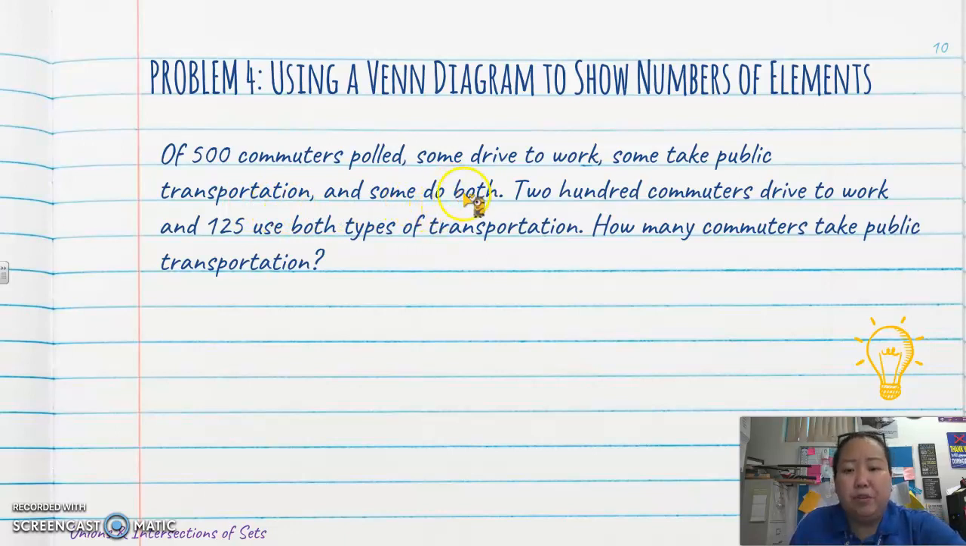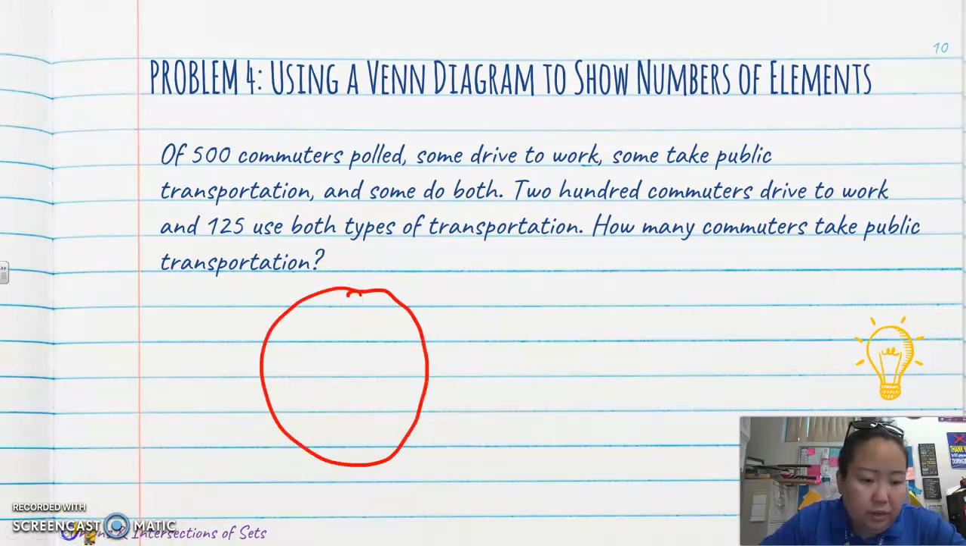So from that first sentence already, we know that there are two types of sets that we are going to be talking about. Drive and then taking public transport, and then of course there's an overlap there since it says here some do both, okay? So we know that we will be drawing two overlapping circles, okay? Right, so we will have two circles.